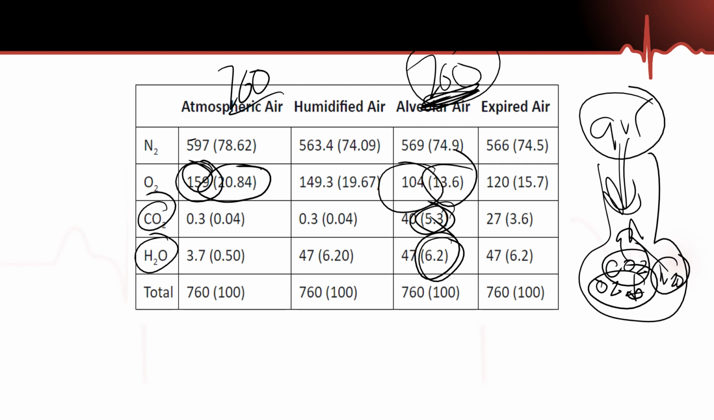The total air pressure within the atmosphere and within the alveoli is still 760, both of them. But the partial pressure of oxygen within the air in the alveoli is significantly lower. And that's because oxygen only makes up 13.5% of the air. So it contributes 13.5% to the total air pressure of 760. So its partial pressure, its partial contribution to the total air pressure, is 100 millimeters of mercury.